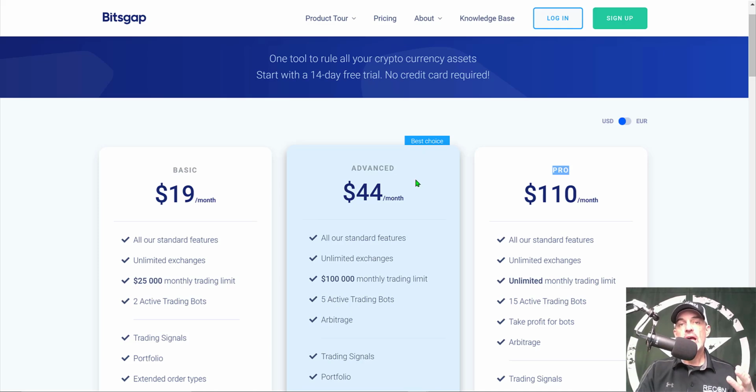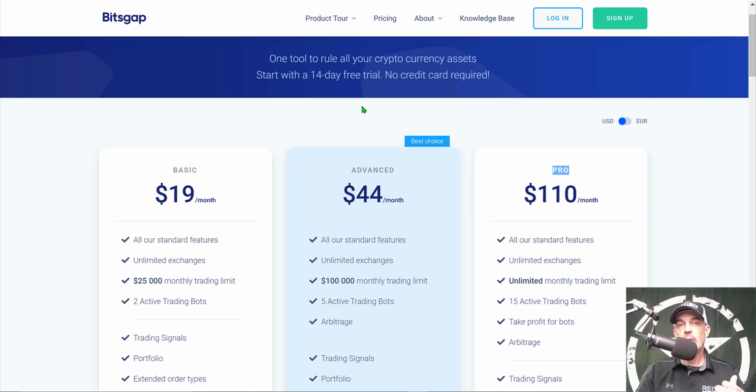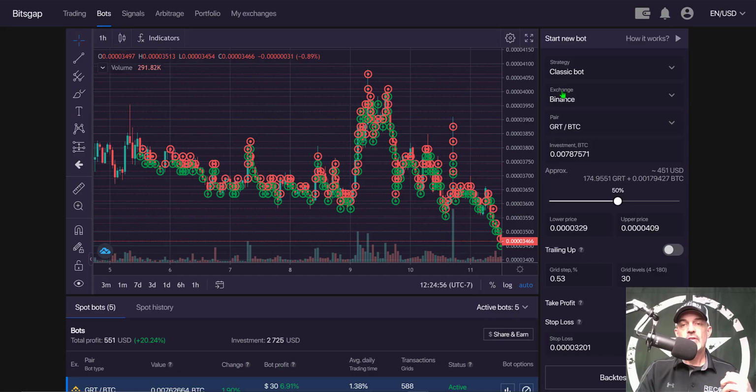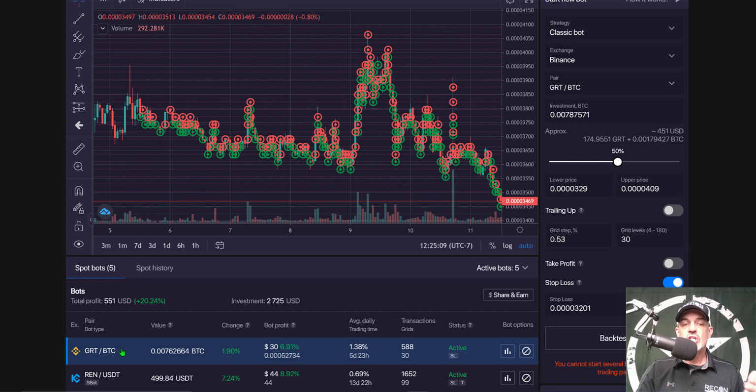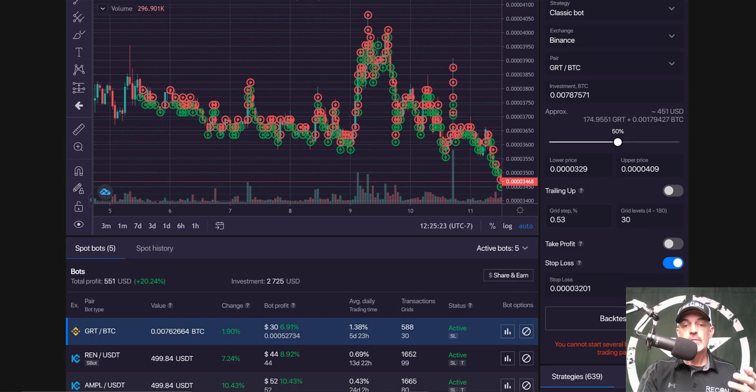Now, that's enough jaw-jacking. Let's get to closing down a bot and look at perhaps redeploying that bot. So we jump back over to the Bitsgap interface, and under bots, you will see I have a few bots running. Right now you can see GRT is living up to expectation. It's producing just over 1% profit each day, and it's only been running for 5 days.